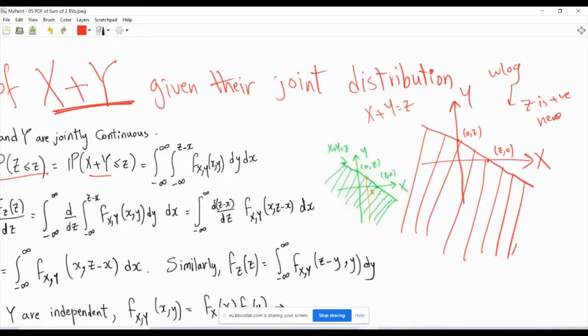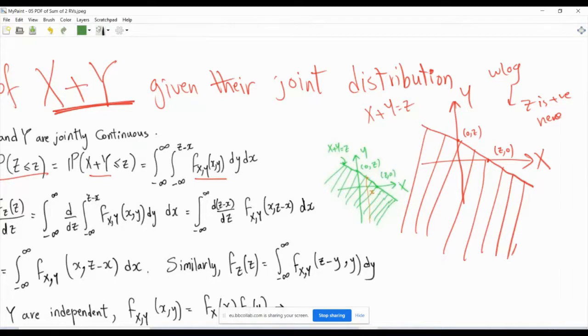Okay, so to obtain the probability that X plus Y is less than or equal to small z, you need to integrate the joint PDF of X and Y basically over this region here. Now we are integrating a PDF, and so it is a non-negative function. By Tonelli, we can do the integration in any order of our choice. So let's fix an x and then integrate first with respect to y.